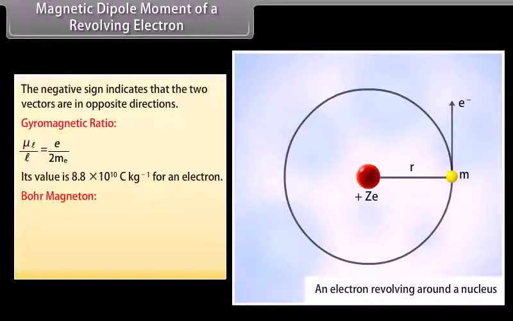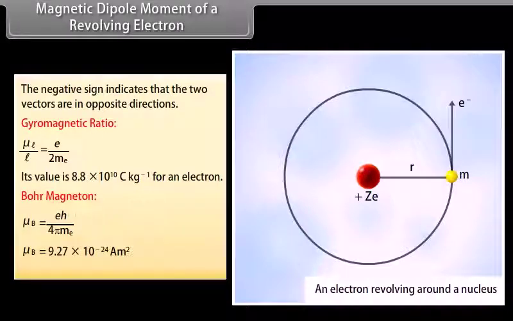Bohr magneton. mu_B is equal to e h upon 4 pi m_e. Its value is a constant and equals 9.27 into 10 raised to the power minus 24 ampere meter square.